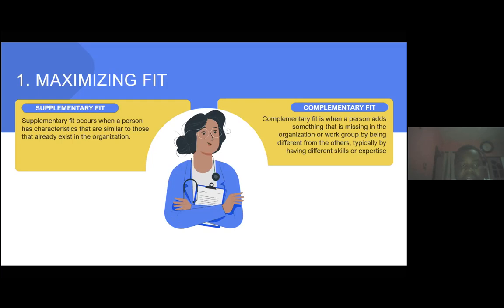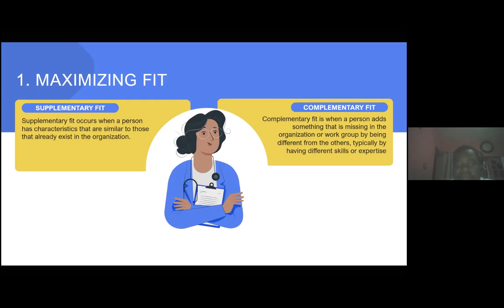And the supplementary fit occurs when a person has characteristics that are similar to those that already exist in the organization. So an organization may add similar workers to the existing core. So they're basically replicating the workforce. But the good thing about supplementary fit is that it can resolve an organization's problem much faster than a complementary fit. For example, a secretary can easily be recruited to replace another secretary who has departed the company and perform similar duties.